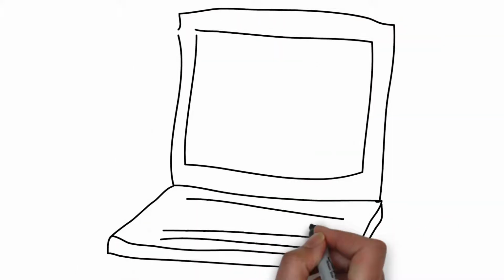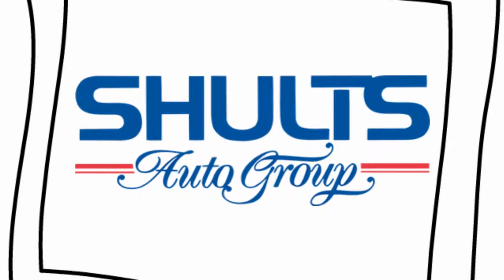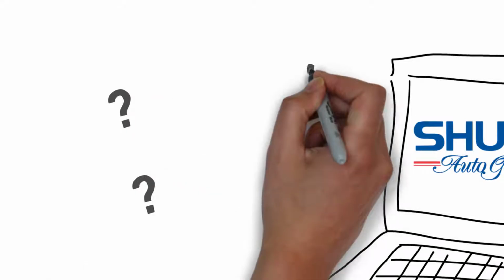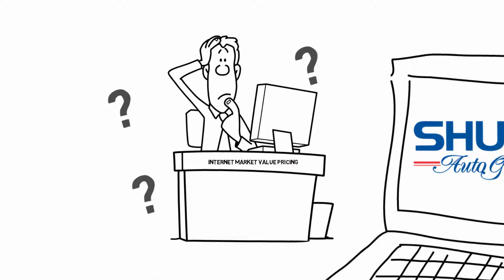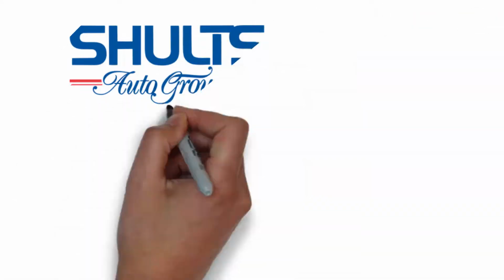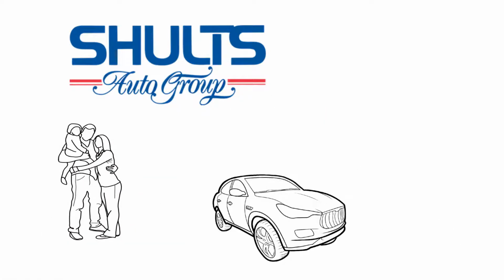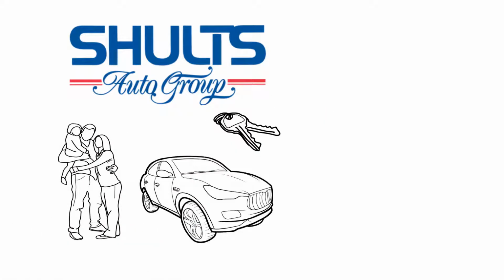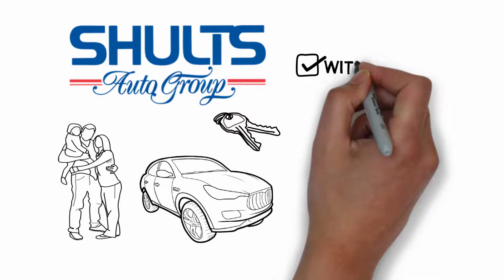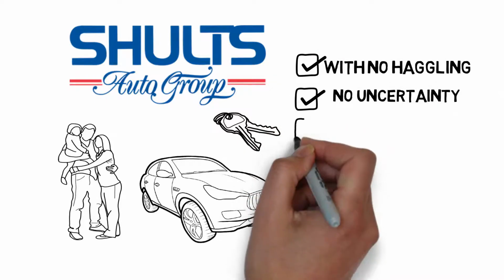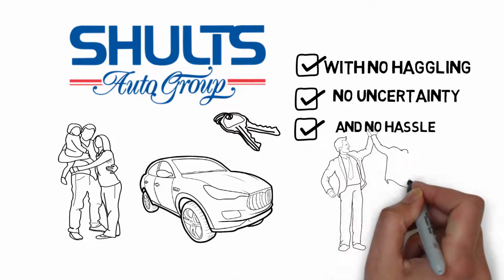Welcome to Internet Market Value Pricing at Shults Auto Group. What is Internet Market Value Pricing? Let me show you. It's Shults Auto Group's fastest way of helping you get a pre-owned vehicle at the lowest possible price. With no haggling, no uncertainty, and no hassle to you.